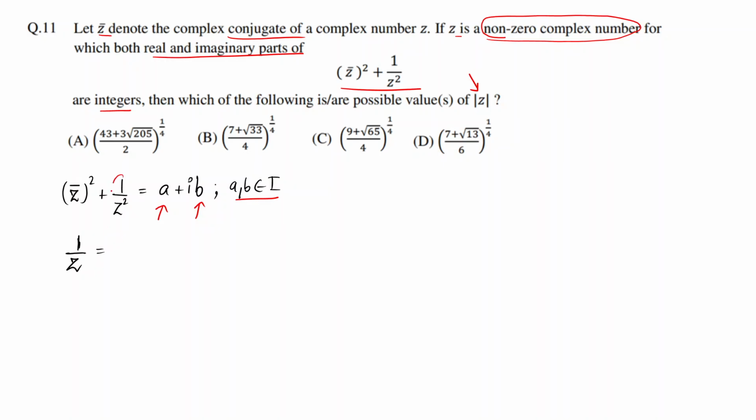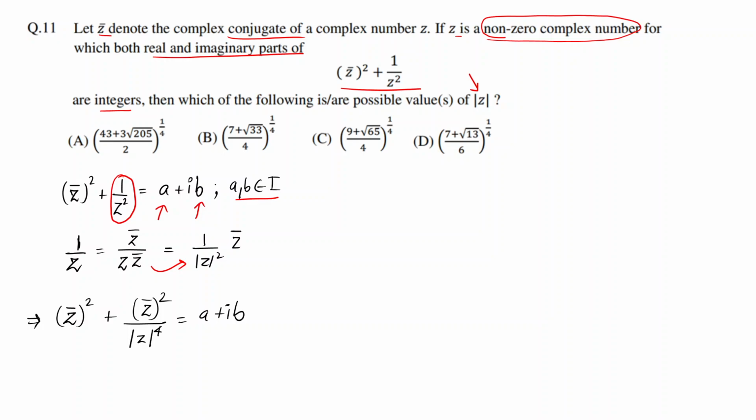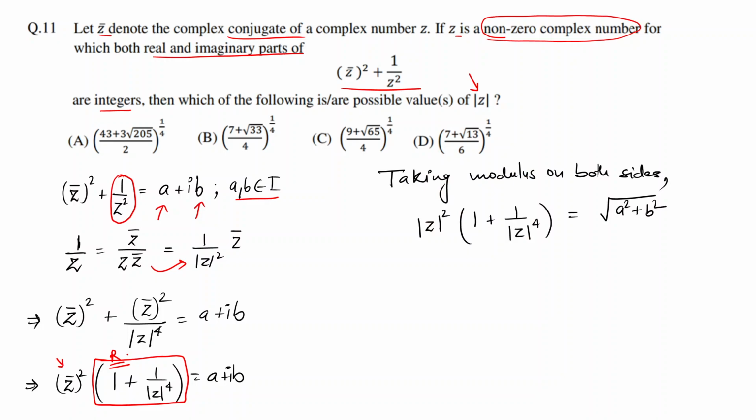So you see 1 by z, whenever I see 1 by z, I like to write it as z bar by mod of z square. You can understand why. So I will do that here also. Then I will get my z bar squared common. This is a complex number. This whole part is a real number, and you take modulus on both the sides. So this part will just come out of the modulus as it is, and this will get modulus, and this will be root a squared plus b square.